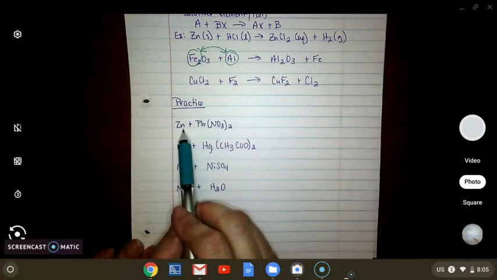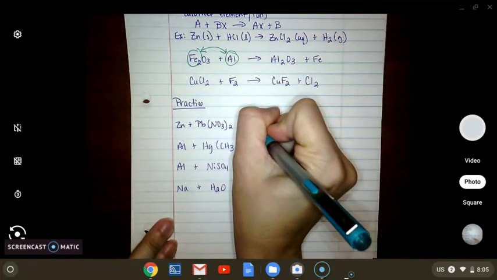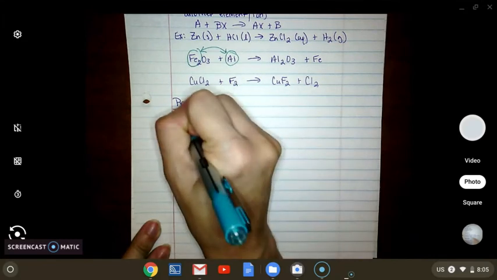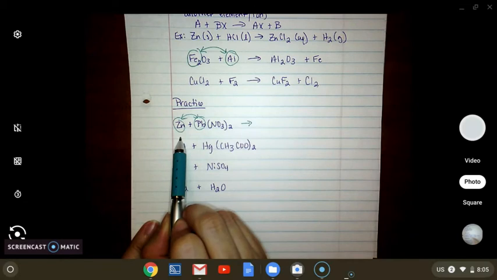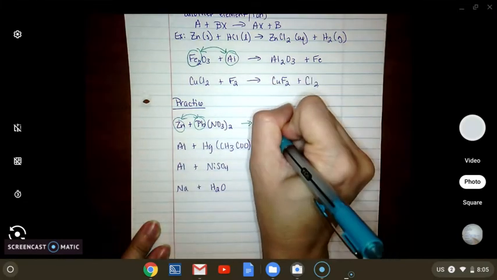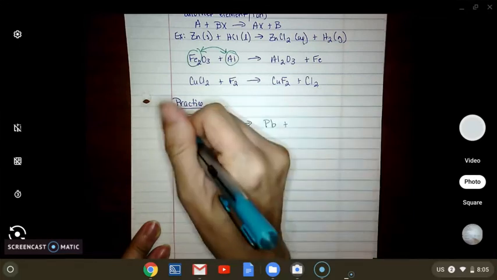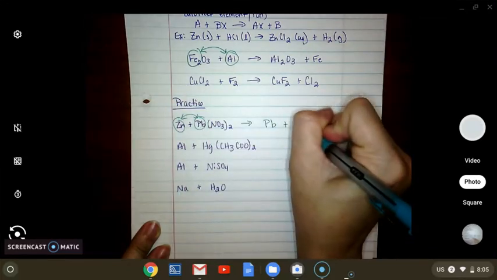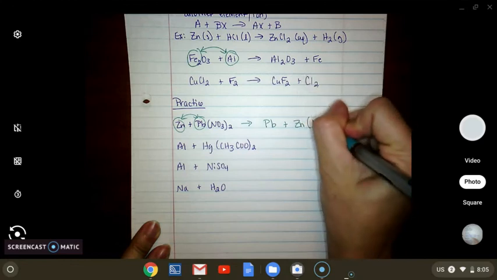All right, so you have zinc plus lead 2 nitrate. So all it's doing is this and this are switching places. Remember, zinc has a plus 2 charge. So now it's lead plus, and zinc takes place over here. Since zinc has a plus 2 charge, basically this stays the same.